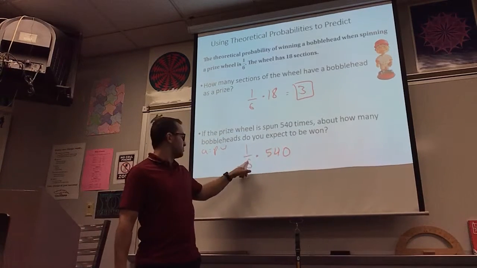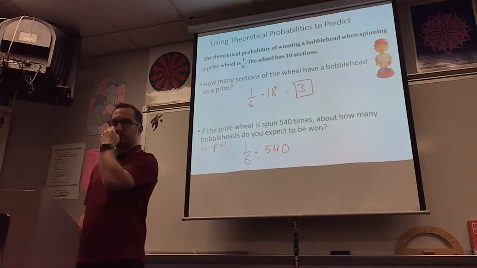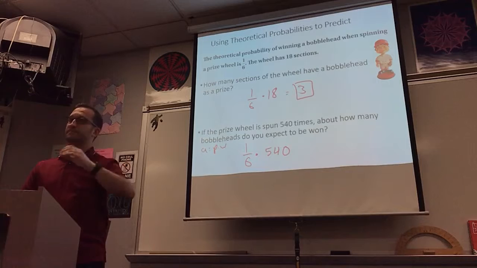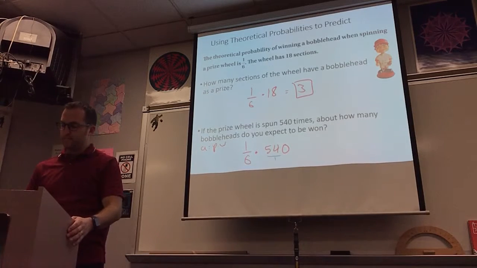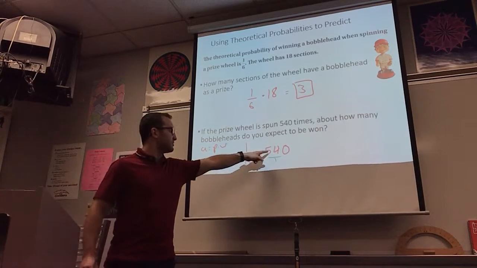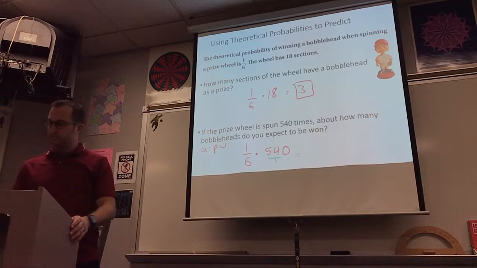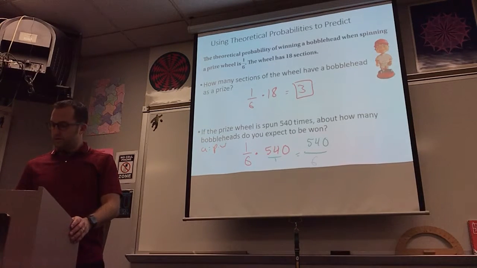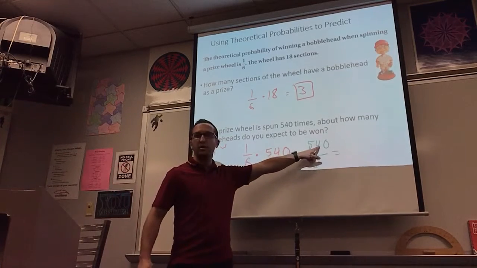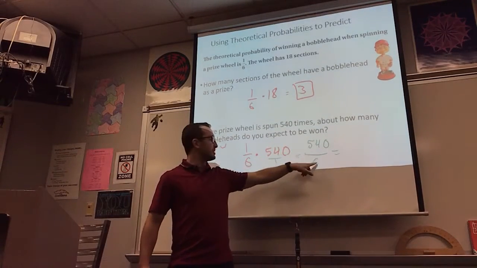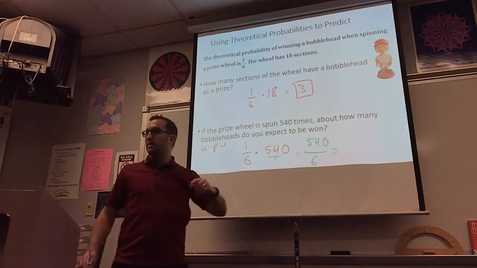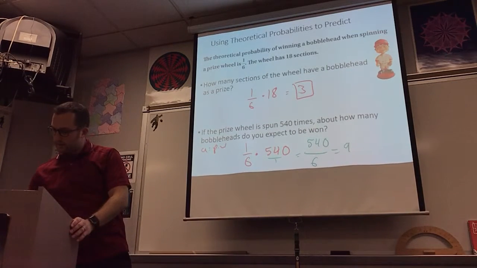How do you multiply a fraction times a whole number? No, we don't make any decimal. Put it over 1. Now, 1 times 540 is? 6 times 1 is? So how many times does 6 go into 54? How many times does 6 then tack on a 0? How many times does 6 go into 54, with a 0 at the end?